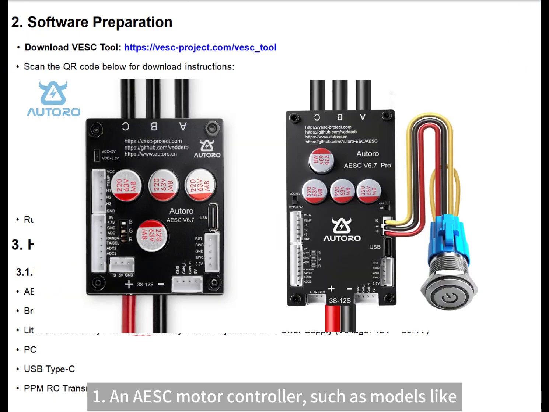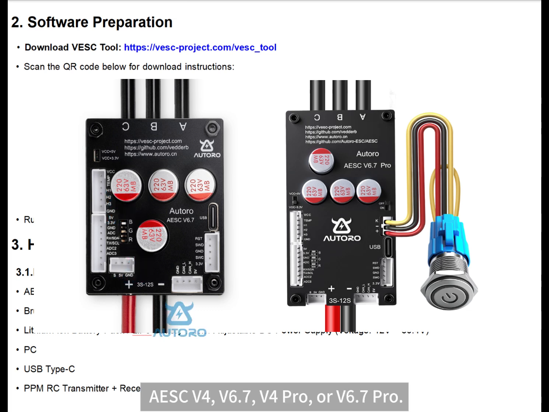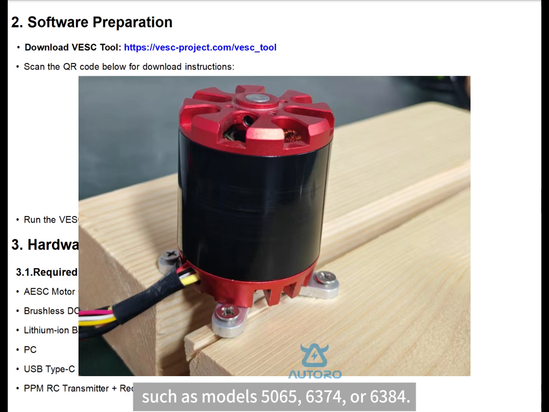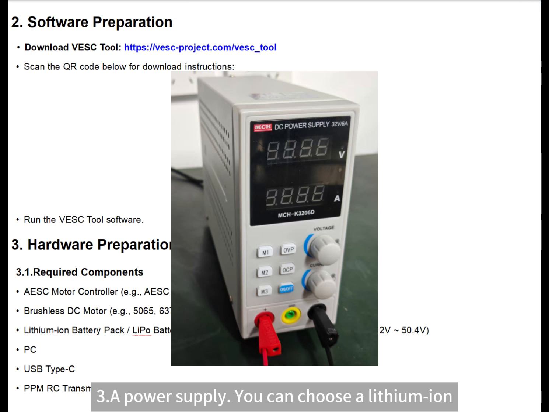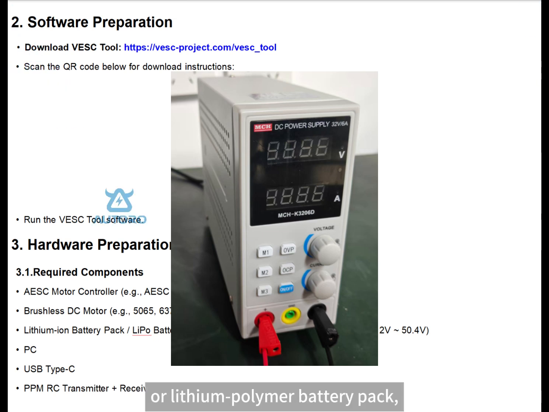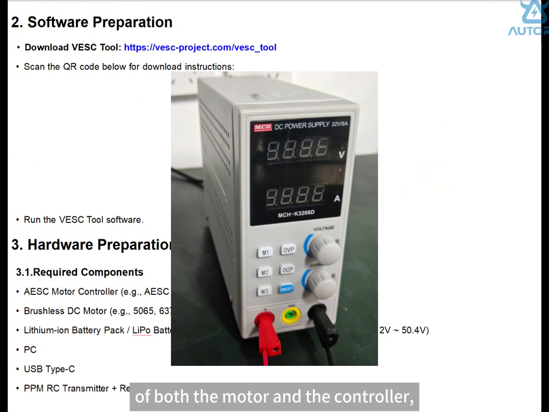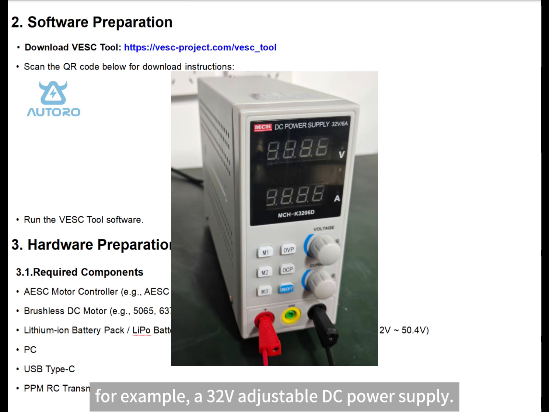1. An AESC motor controller, such as models like AESC V4, V6.7, V4 Pro, or V6.7 Pro. 2. A brushless DC BLDC motor, such as models 5065, 6374, or 6384. 3. A power supply. You can choose a lithium-ion or lithium polymer battery pack, or an adjustable DC power supply. Ensure the supply voltage is within the specifications of both the motor and the controller. For example, a 32 volts adjustable DC power supply.